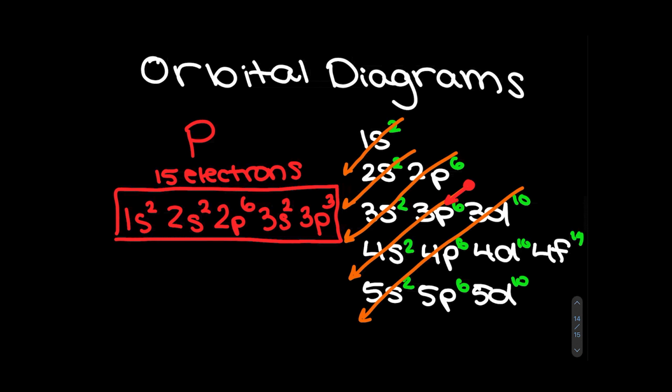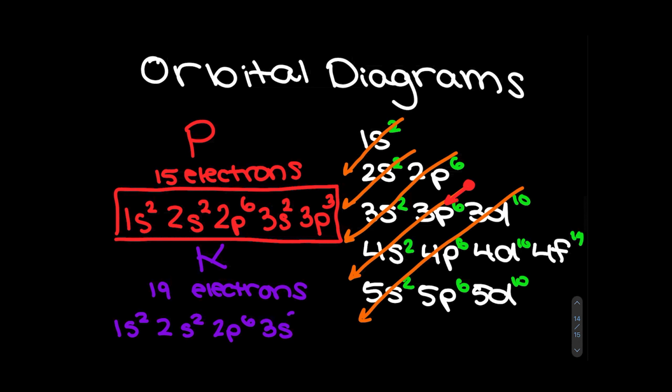One more example. Let's do potassium. That is 19 electrons. So we're going to do the exact same thing above, writing these all out in order, but that's at 15, so we can fill it up to 18. But then we need to get one more from the s orbital.